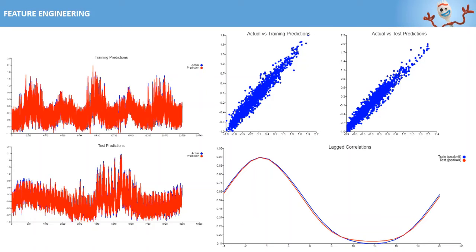Let us now see the prediction plots. Here we can see that the scatter plots are much more linear compared to the naive approach. The peak of the lagged correlations has also moved to 0. This is a great sign that the model is learning very well.